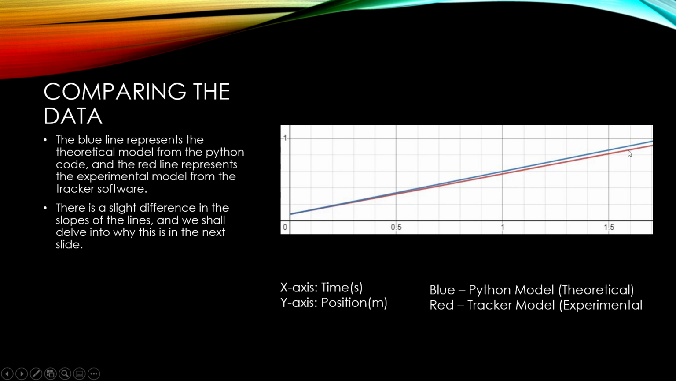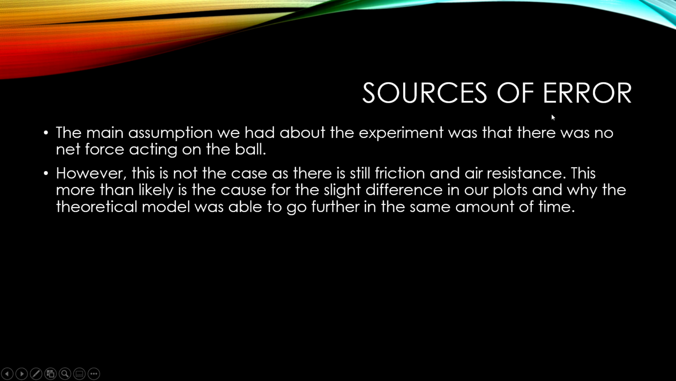It gets more apparent towards the end, and we're going to go into why they are not the same. For the source of error, one of the assumptions we had about this experiment was that there was no net force acting on the ball at all. However, this is not the case, as there is still friction and air resistance as the ball rolled along the table. This is more than likely the cause for the slight difference in our plots, and why the theoretical model was able to go further in the same amount of time.